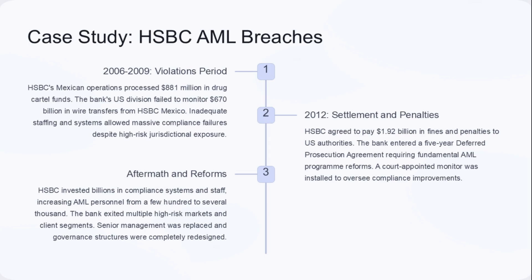Between 2006 and 2009, HSBC's Mexican operations processed billions in drug cartel funds. Inadequate staffing and systems allowed these transactions to bypass high-risk jurisdictional exposure. In 2012, HSBC agreed to pay $1.92 billion in fines and penalties, leading to a major overhaul of their AML systems and staff, exiting multiple high-risk markets.